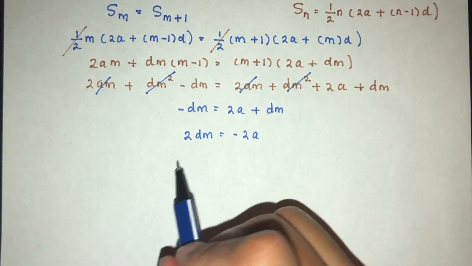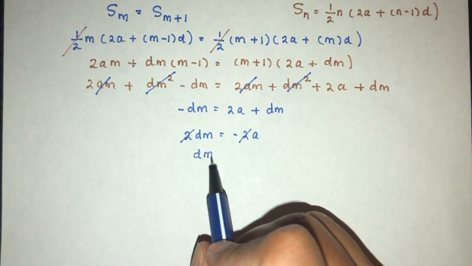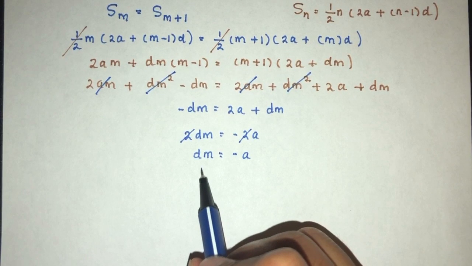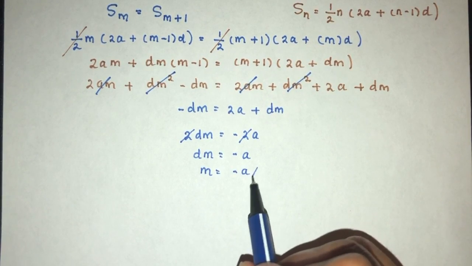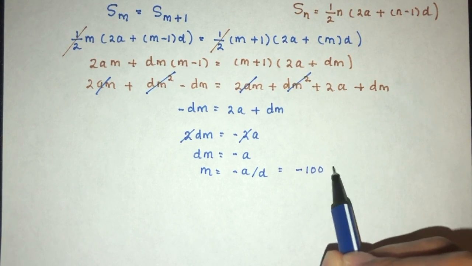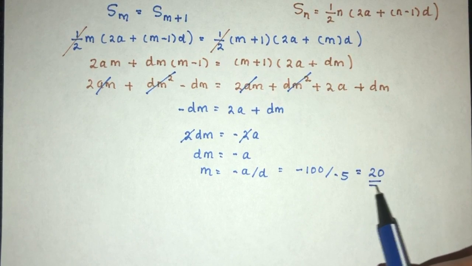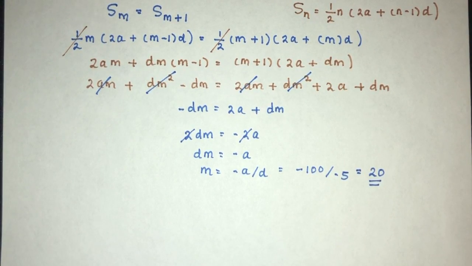Now we know the value of what? So 2 obviously we can cancel out. You will have dm will be the value of minus a. So m will be minus a divided by d. Now a is 100, so minus 100 divided by minus 5, that should be 20. m will be 20 for the value of m.